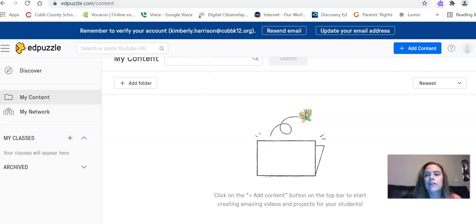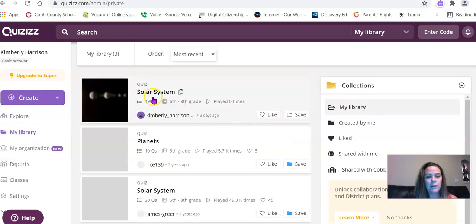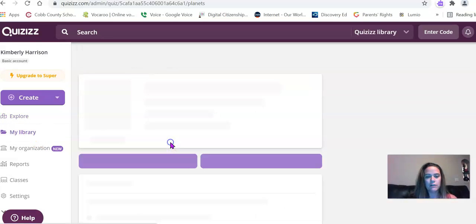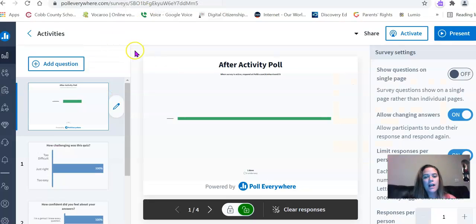Then you can go over here to quizzes, right? And in my library, I made a quiz, 10 questions right here. Go ahead and give that quiz to them live. See how your kids do on the quiz. Then after you do the quiz, the one I chose was 10 questions, but they're really short. What is the smallest planet? Then I'm going to go over here and I'm going to do a survey.